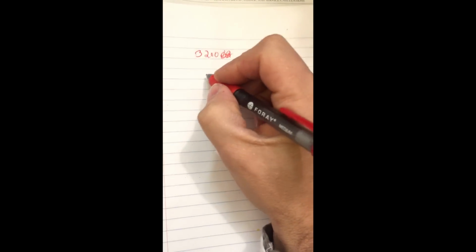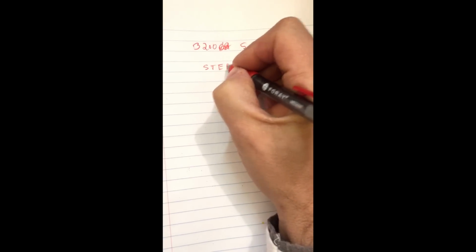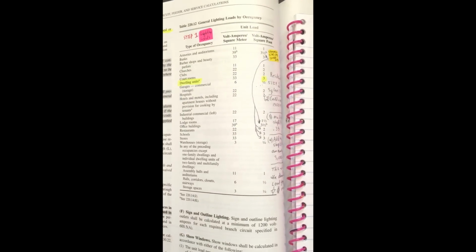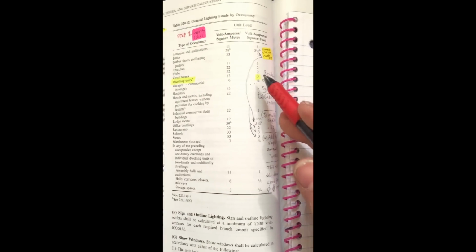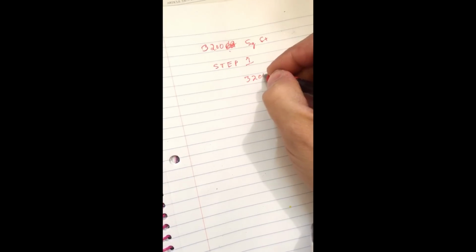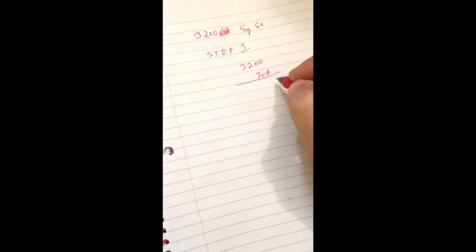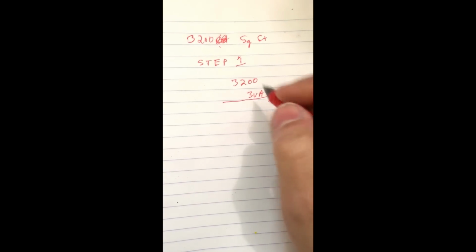My first step, step one, is going to be to take this 3,200 square feet and multiply it times the table value for the lighting on that table 220.12 on page 68. So that 3 volt amps per square foot, I'm going to take that 3,200 and multiply it times 3. All right, that takes care of the lights. And again, like I said, the 3 volt amps in the case of dwelling units also includes the plugs that are the 15 amp variety, non-specific required circuits there.